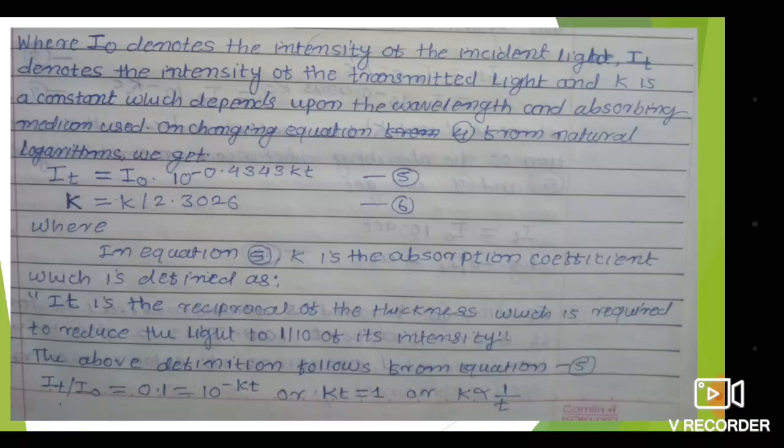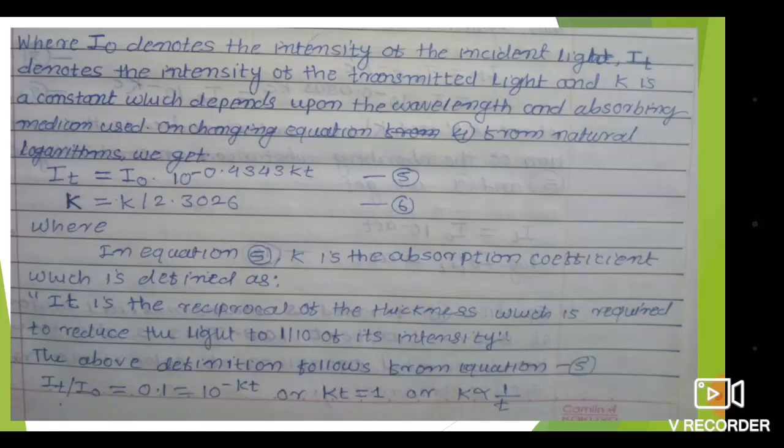K is equal to K' upon 2.3026, that is the natural logarithm conversion, where in equation 5 K is the absorption coefficient. And what is the definition of K? It is the reciprocal of the thickness which is required to reduce the light to 1/10 of its intensity. That is, 1 by T is the reciprocal of the thickness which is required to reduce the light to 1/10 of its intensity.